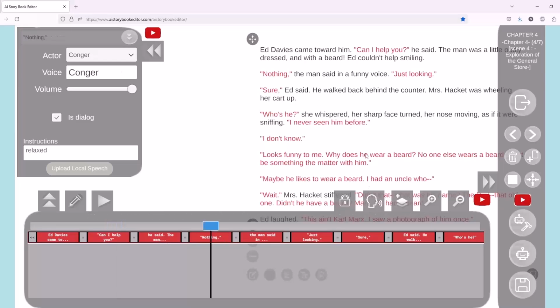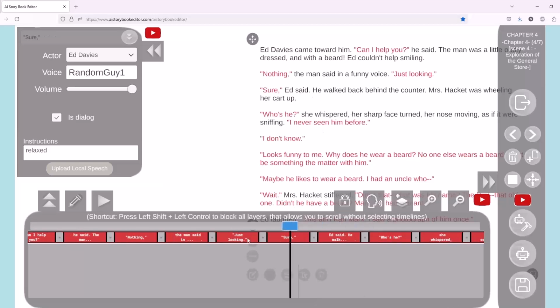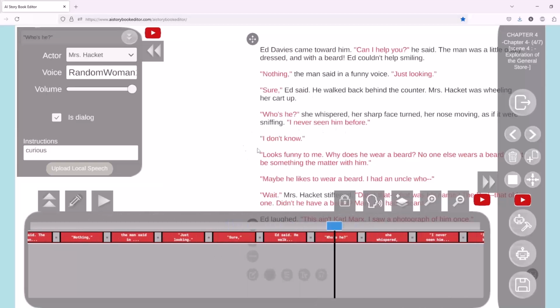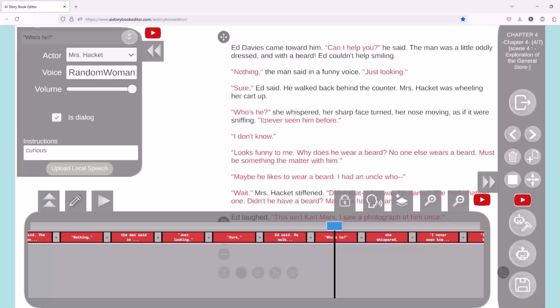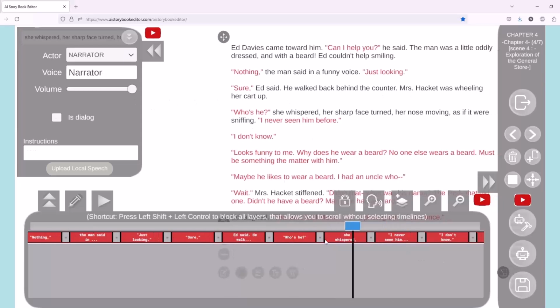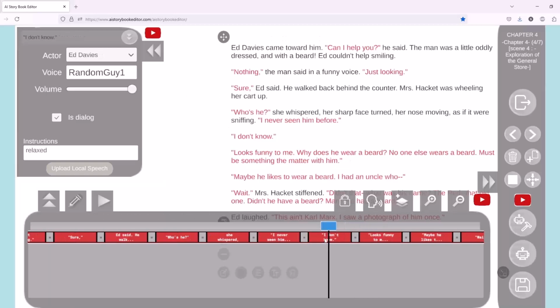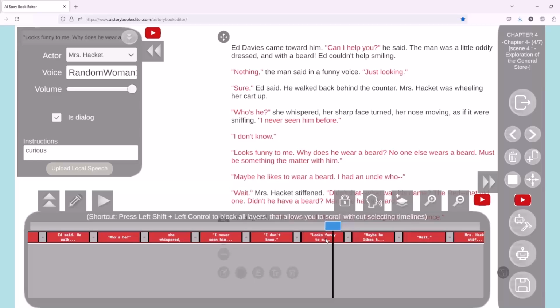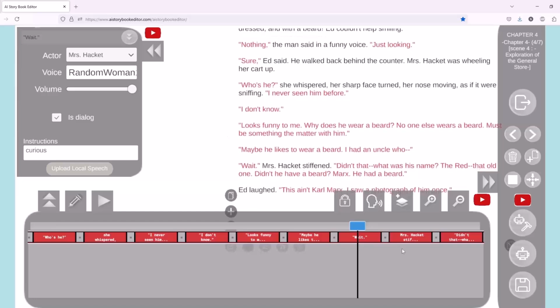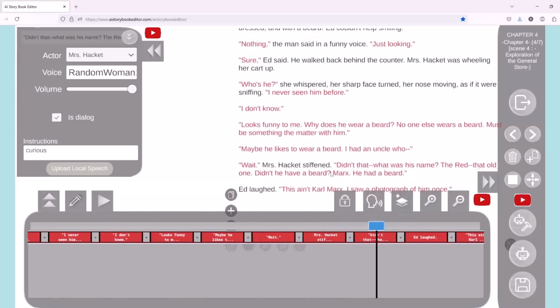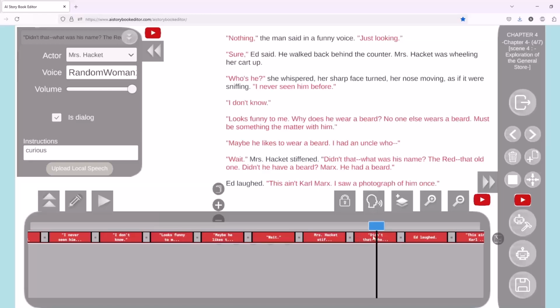Okay, Conger, nothing, just looking. Sure. Ed, who is he? She whispered. Mrs. Hackett, random woman. Mrs. Hackett, I don't know. Ed, looks funny. Mrs. Hackett, Ed Davis. Wait, Mrs. Hackett. Didn't. Okay.